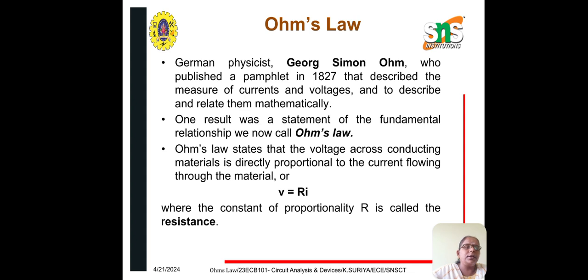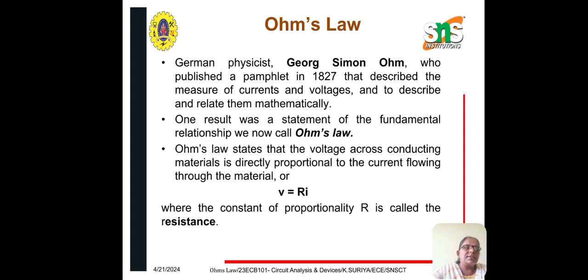So the next important basic law which is used in electric circuits is Ohm's law. It was found by the German physicist Georg Simon Ohm in 1827. He described the measure of currents and voltages and also the relationship between them mathematically. So this relationship between the voltage and current was represented as Ohm's law.